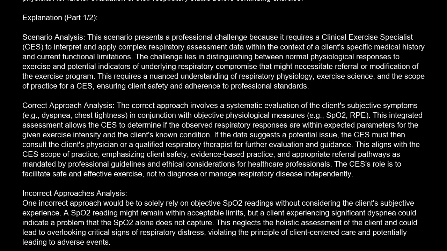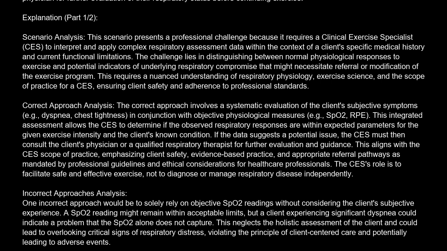Correct approach analysis. The correct approach involves a systematic evaluation of the client's subjective symptoms, e.g., dyspnea, chest tightness, in conjunction with objective physiological measures, e.g., SpO2, RPE. This integrated assessment allows the CES to determine if the observed respiratory responses are within expected parameters for the given exercise intensity and the client's known condition. If the data suggests a potential issue, the CES must then consult the client's physician or a qualified respiratory therapist for further evaluation and guidance.